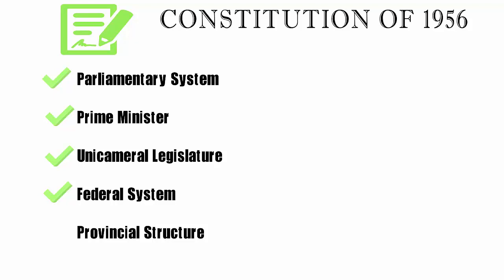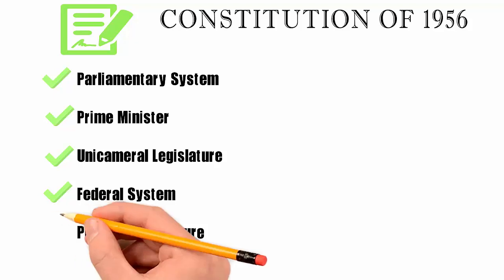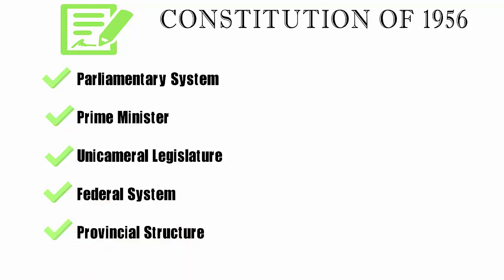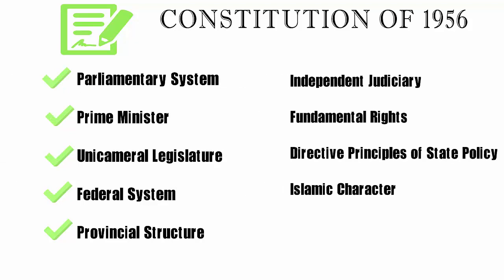There were two provinces in the Federation of Pakistan. Provincial structure means that at the provincial level there was elected assembly. The real powers were given to the chief ministers and his cabinet. Independent judiciary was another main feature of the Constitution. At center, the highest court was Supreme Court, then High Court in provinces and subordinate courts were established.